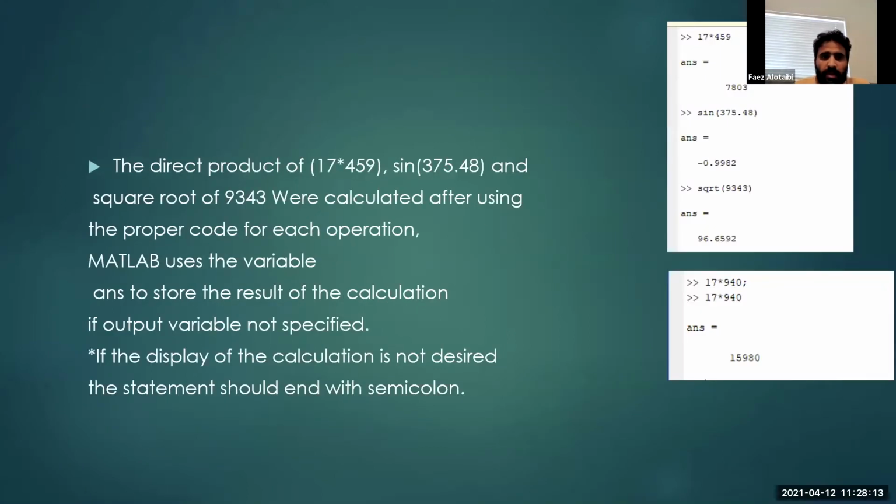For example, the direct product of 17 times 459, sine of 375.48, and square root of 9,343 also can be calculated with the proper symbol of the operation. As I said, if you want this to be stored in a certain variable, you can name that. Otherwise, it will be stored under the ans, which is short for answer.